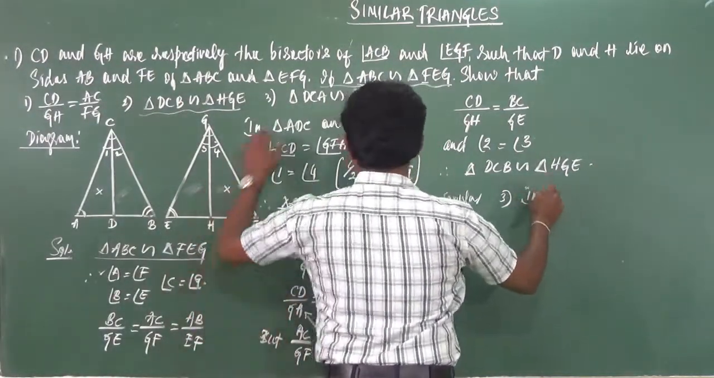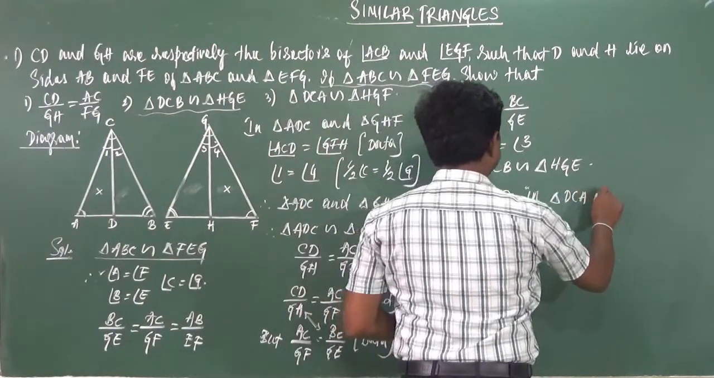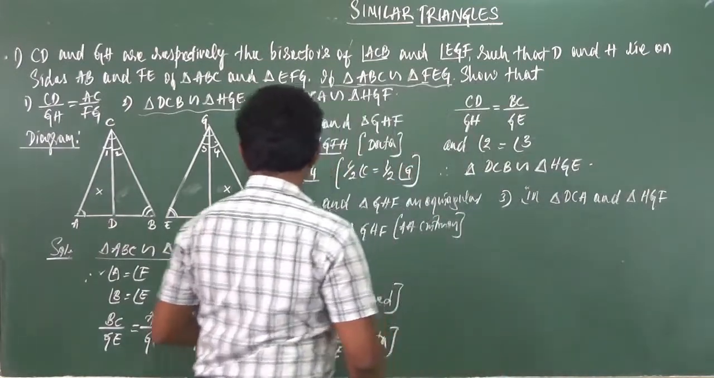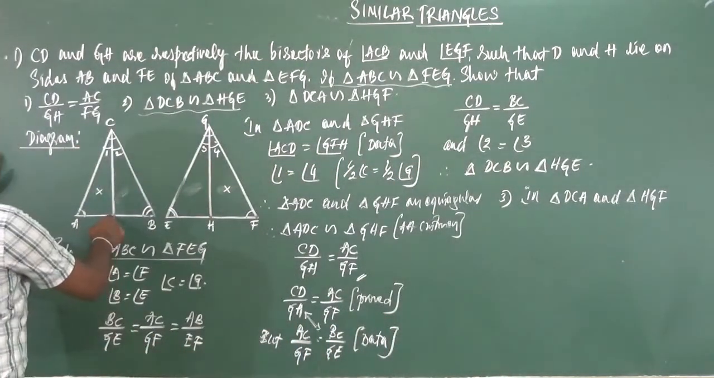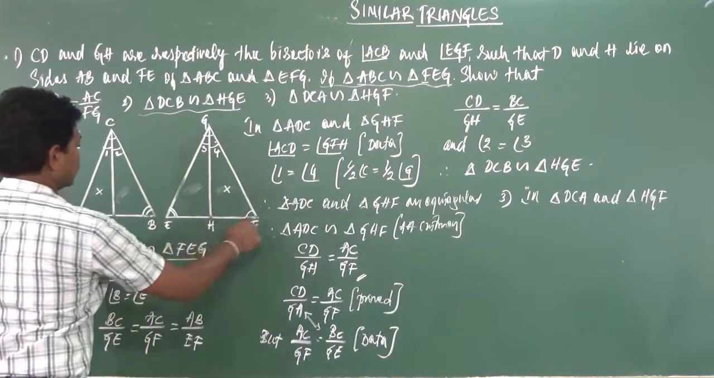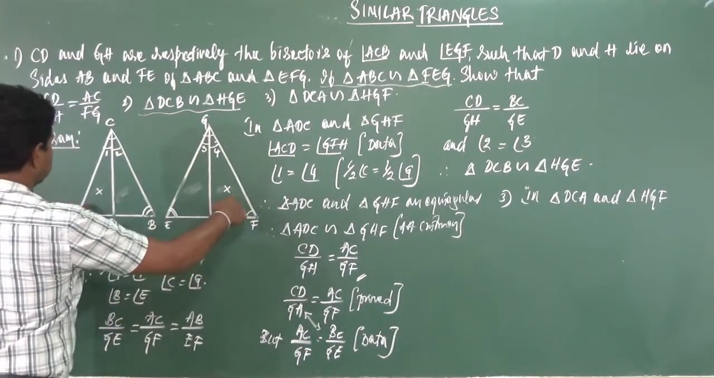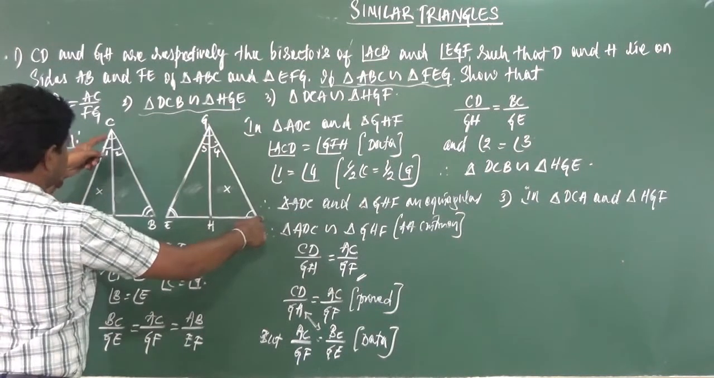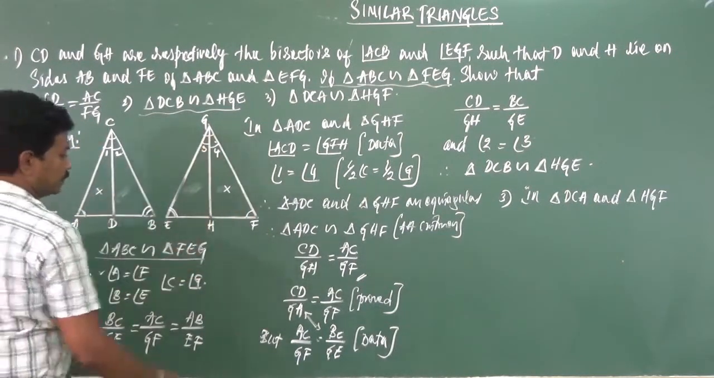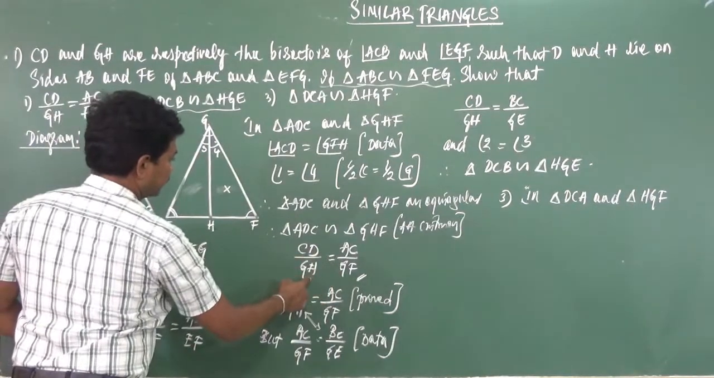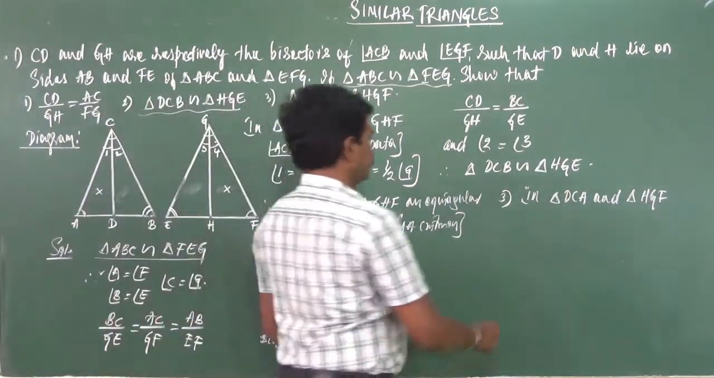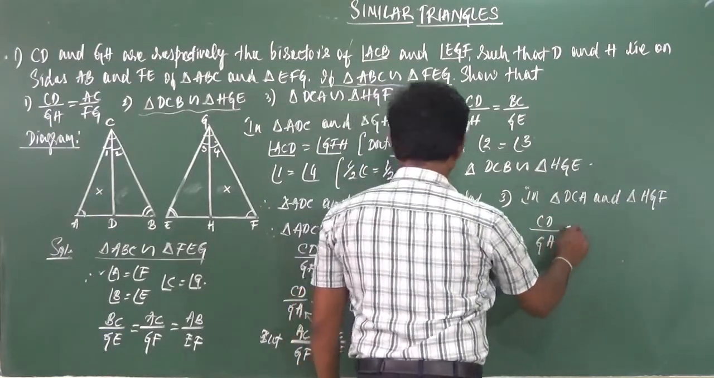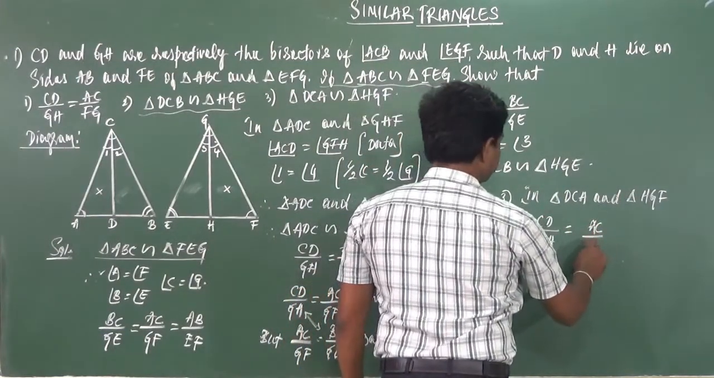In triangle DCA and triangle HGF, right? You can see here once again, triangle DCA and triangle HGF. In these two triangles, AC by GF is equal to CD by GH. Just now we have proved that. So we will write that ratio. CD by GH is equal to AC by GF.